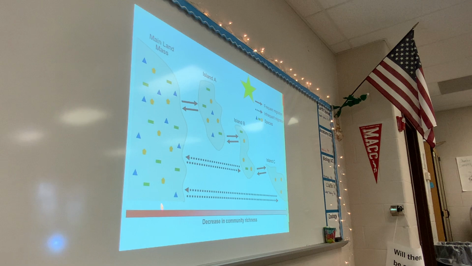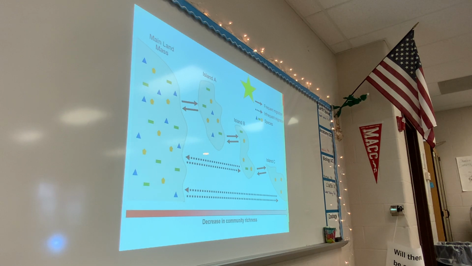Okay, so here's our main island and decreasing community richness. So obviously the main island is going to have the most stuff. And so as we get further away, we're going to have the least amount of stuff, plants, animals, whatever. So the closest island is going to have the most amount of stuff, and it's going to have some traveling back and forth because that makes sense. Because we're closest to the big island, we're going to have some stuff that travels to, and some stuff that travels away. So lots of diversity and a little bit of back and forth traveling.